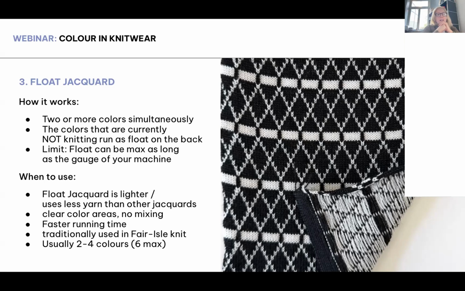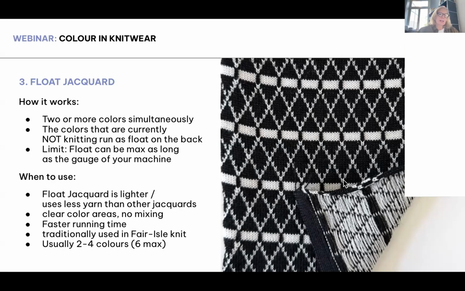So as a kind of rule, we need to calculate the length of a float. We always take the gauge of the machine and translate it to needles. So for a 14 gauge machine, the float can be 14 needles long. And for a 3 gauge machine, the float could be 3 needles. That makes it kind of inflexible, but it's also a nice design element which can be used and which can work out really nicely.